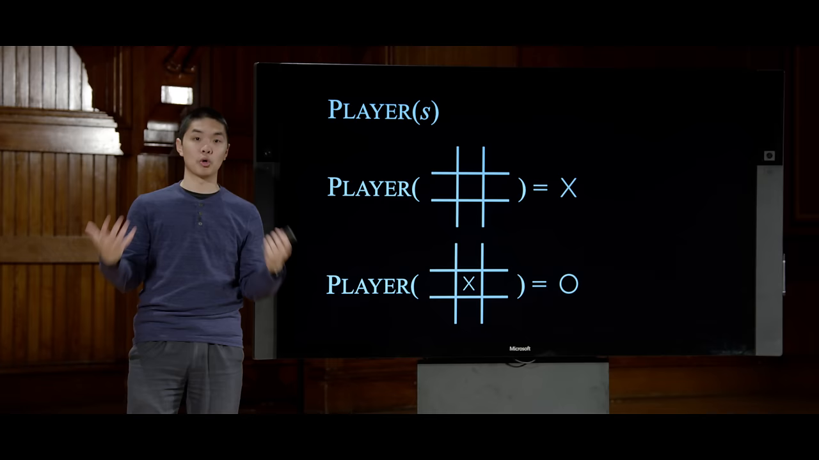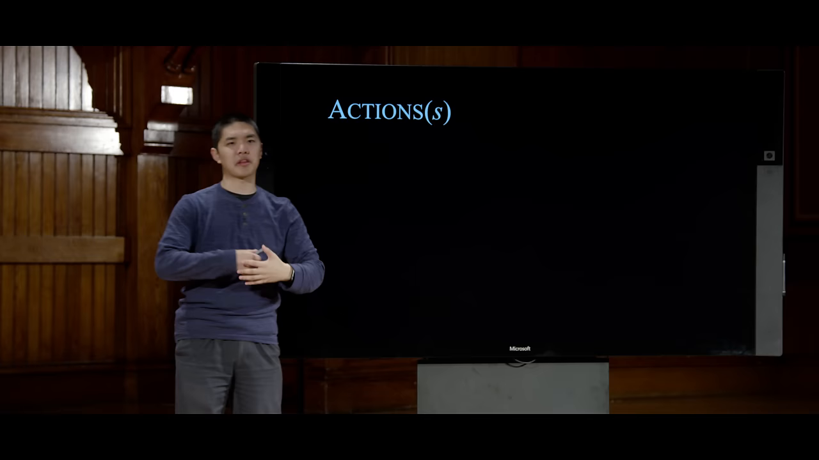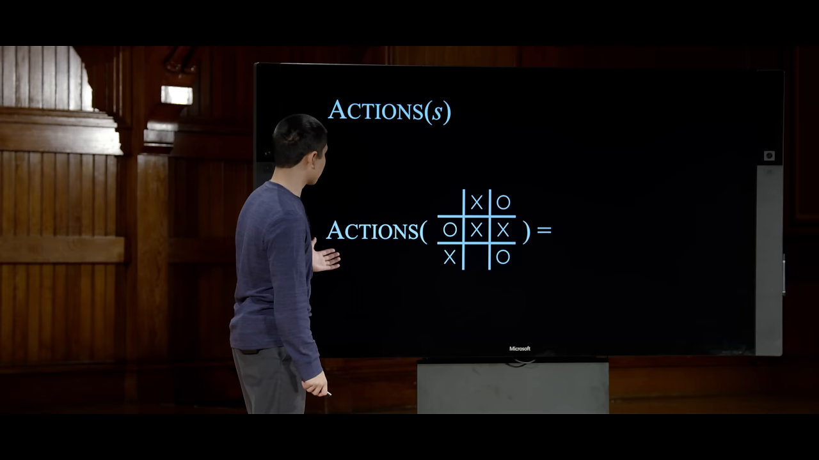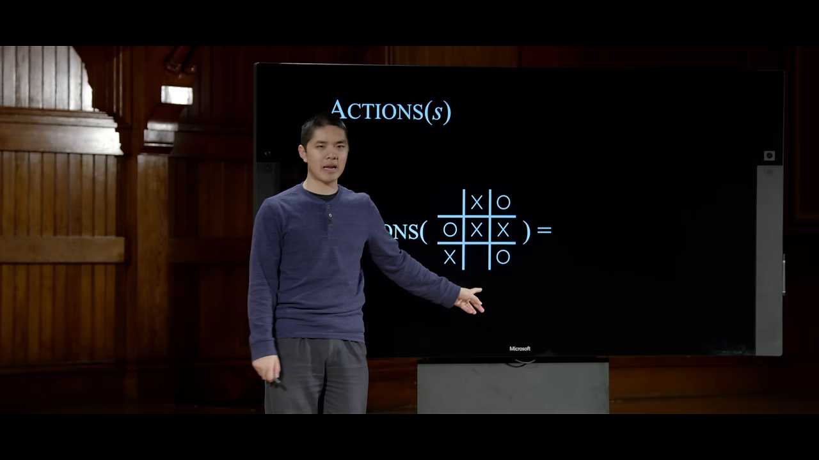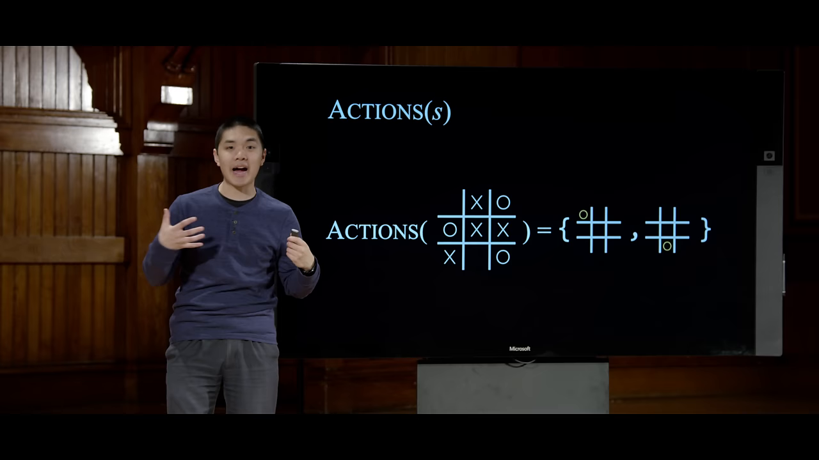Next up, we'll consider the actions function. The actions function, much like it did in classical search, takes a state and gives us the set of all of the possible actions we can take in that state. So let's imagine it's O's turn to move in a game board that looks like this. What happens when we pass it into the actions function? The actions function takes this state of the game as input, and the output is a set of possible actions. It's a set of: I could move in the upper left, or I could move in the bottom middle. Those are the two possible action choices that I have when I begin in this particular state.